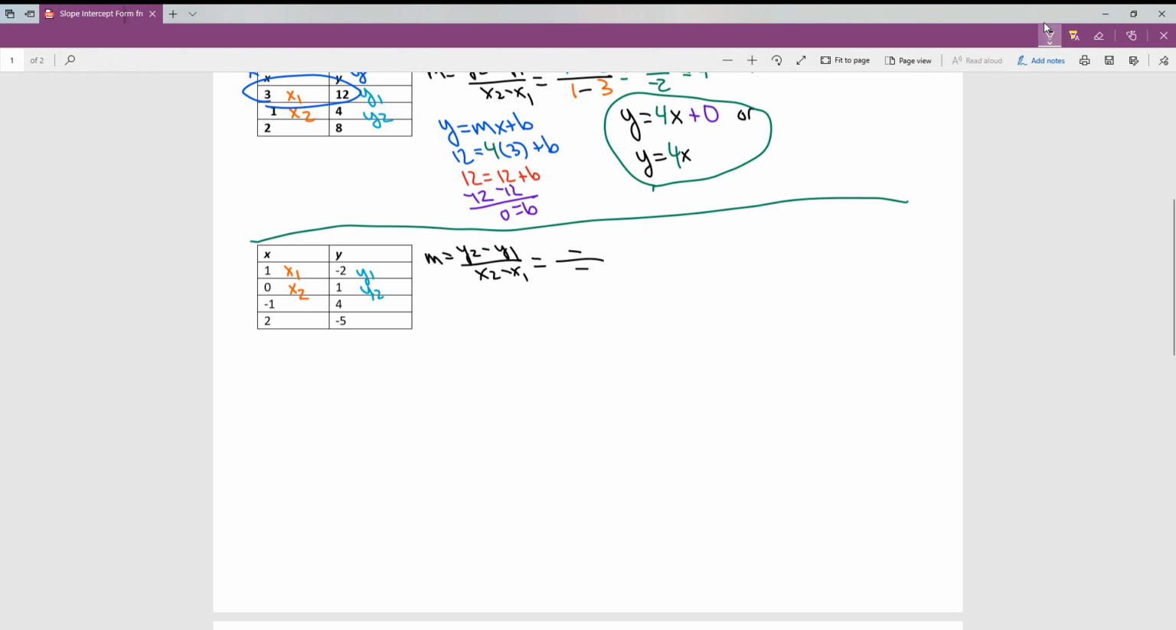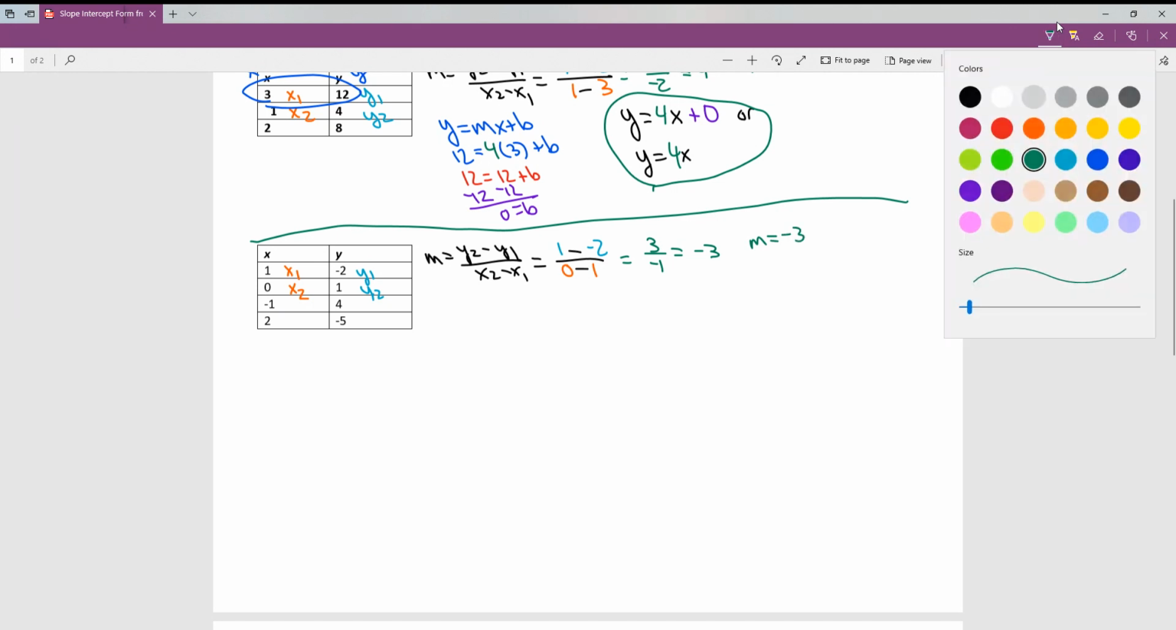I like to preset it up. Up top, y2 minus y1 is going to look like 1 minus negative 2. Don't let that double negative scare you. Down in the denominator, x2 minus x1 is 0 minus 1. 1 minus negative 2 is positive 3. 0 minus 1 is negative 1. Negative 3 divided by negative 1 is negative 3. So m is negative, that's okay. It's a negative 3.